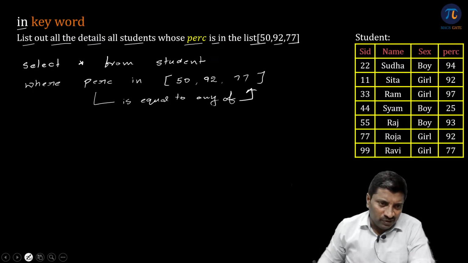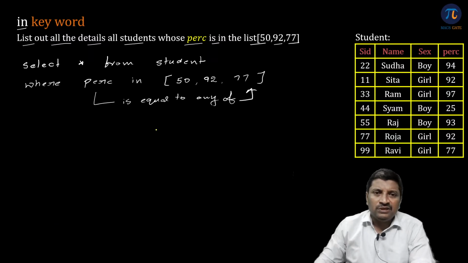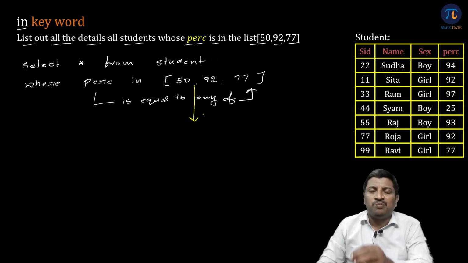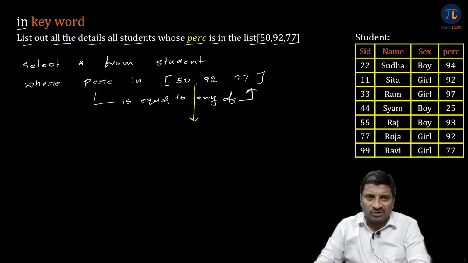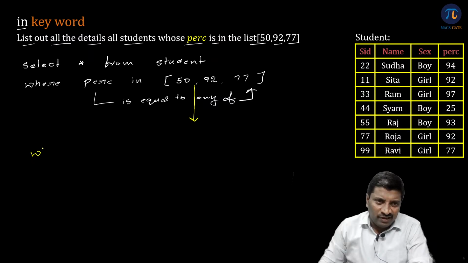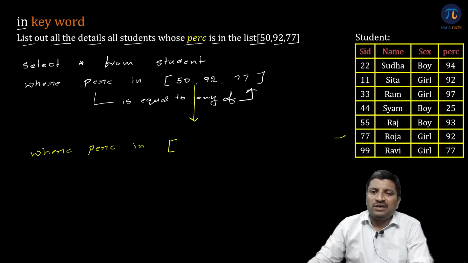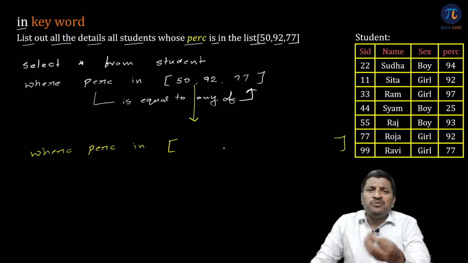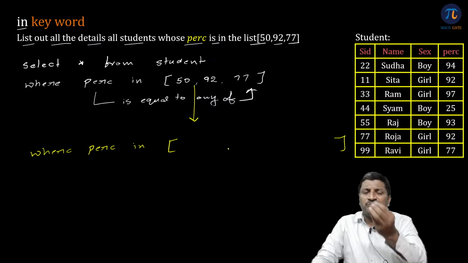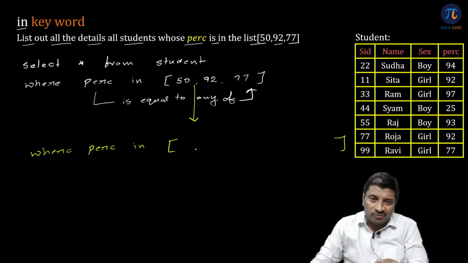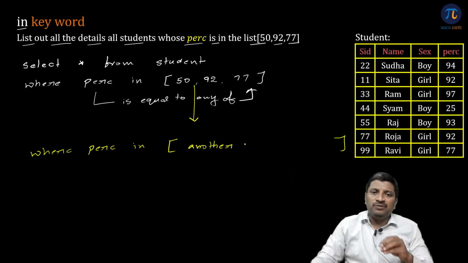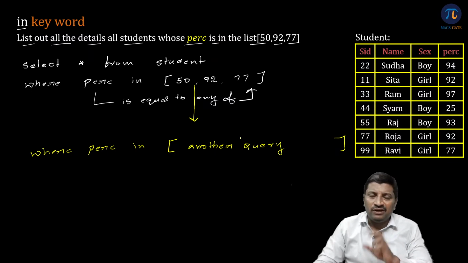Now in this example, we know the values in the list. Suppose this list I need to obtain by using another query. That means the same question: where percentage in, here the numbers. How to get those numbers, sir? I might be interested in the percentages of girls, or the percentages of the CSE department. So here you may write another query to get that particular list. This is an example of a nested query.